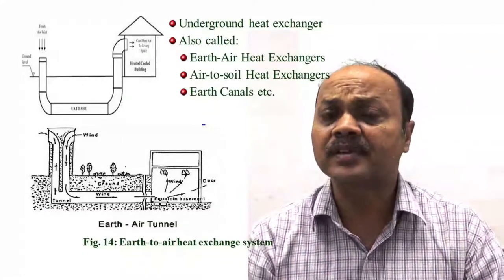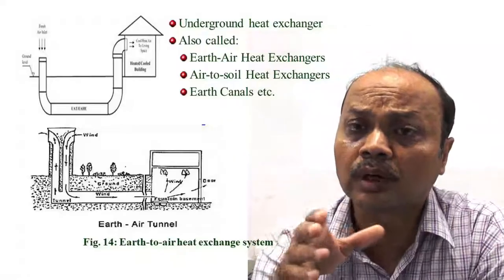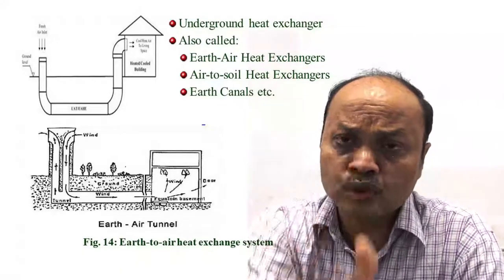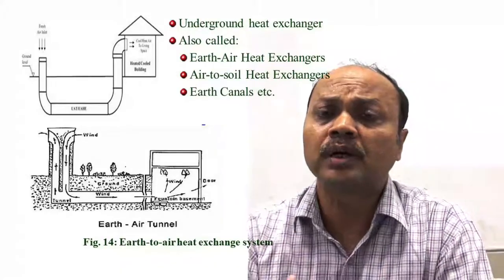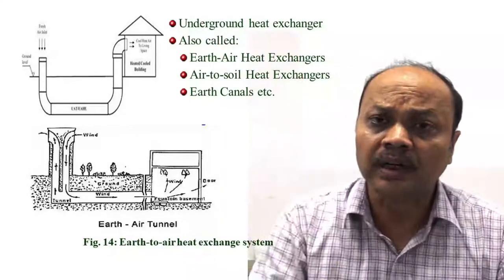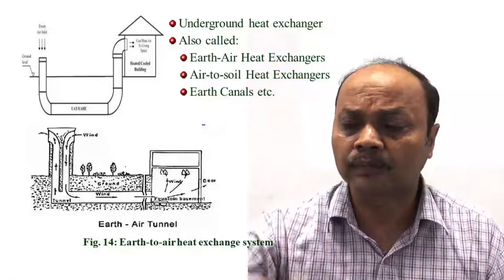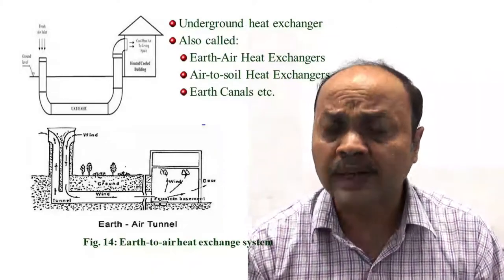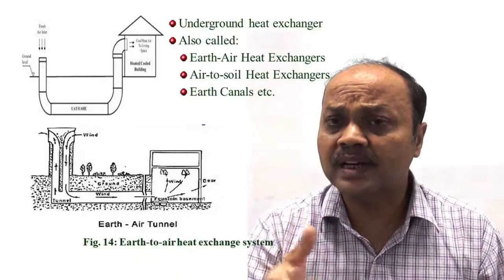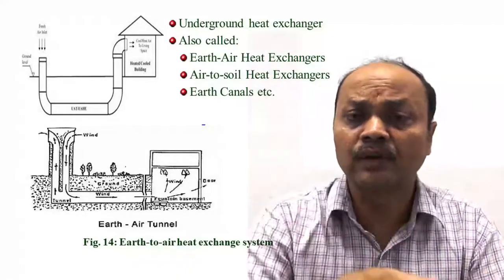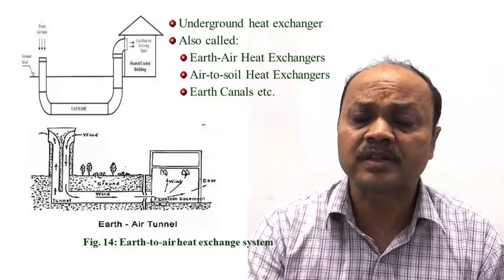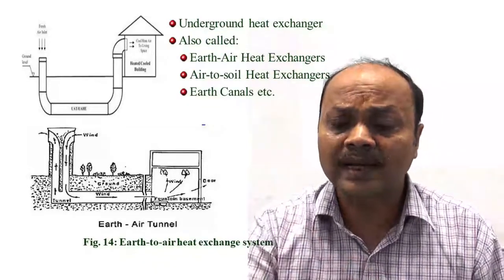And it works vice versa in winter. In winter the air temperature is low, suppose 5 degrees, and it goes through the same pipe, but your soil temperature is between 25 to 28 degrees in winter, because at 2 to 4 meters the soil temperature is more or less constant. So during winter it takes the heat from the soil. In summer you lose energy to the soil, but during winter it is vice versa: it takes the energy from the soil and heats up the air.